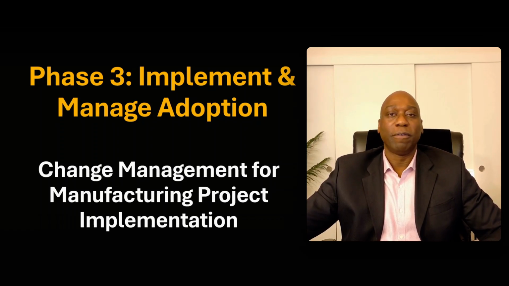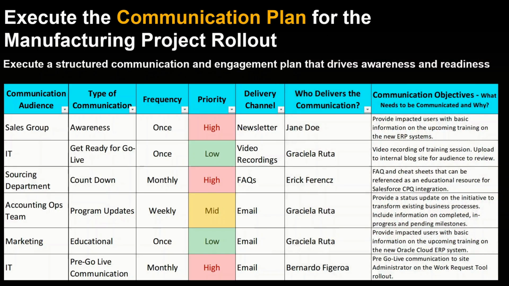Okay, now we move on to phase 3, which is the implement and manage adoption phase for your manufacturing program, project, or initiative. For this phase 3, you will deliver your targeted communications through email, town halls, newsletters, videos, as well as creating an enablement website where you will centralize all of your key change management materials.